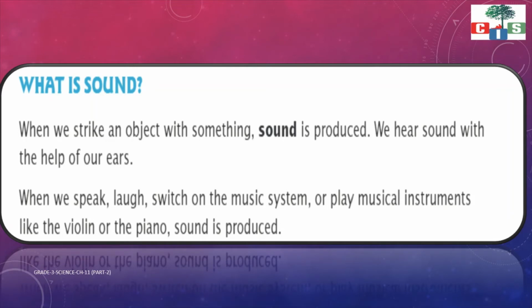When we strike an object against something, sound is produced. We hear sound with the help of our ears. Yes, whenever two things are struck, means whenever two things are joined. Whenever we touch our pencil to the table, we can hear a sound. Yes. So whenever two things strike each other, a sound is produced. With the help of our ears, we are able to hear the sound.